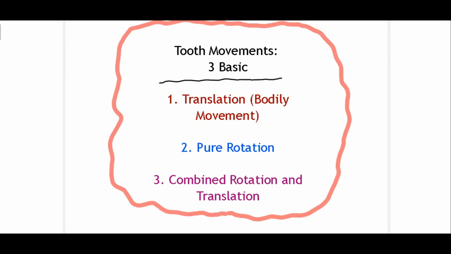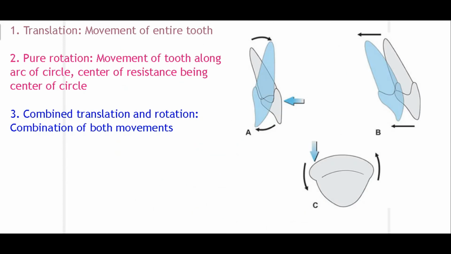Next, there are three basic types of tooth movement. First is translation, which is also known as bodily movement. Then we have pure rotation. Then we have combined rotation and translation. We'll talk about each of them in detail now. Firstly, let's talk about translation. Translation is the type of movement where the entire tooth moves. As you can see in this diagram B, when a force is applied in this direction, the root as well as the crown are both moving in the same direction. Both of them are moving.